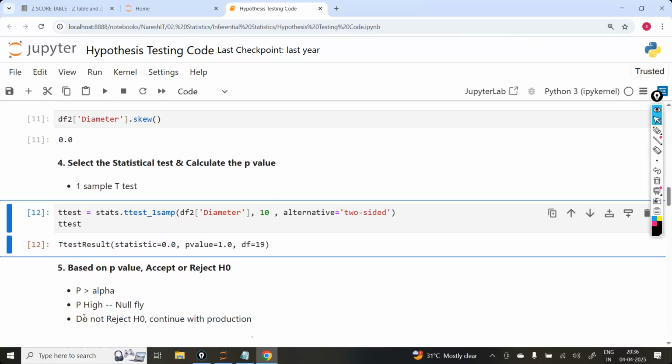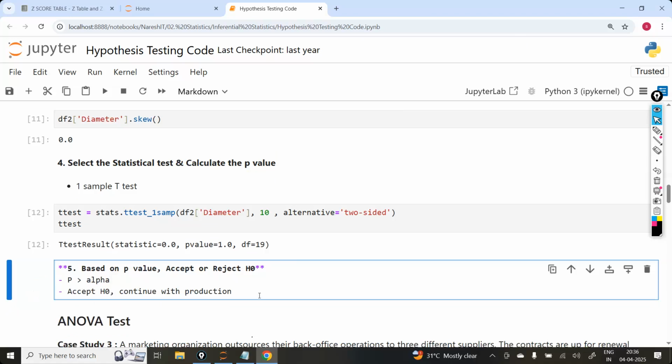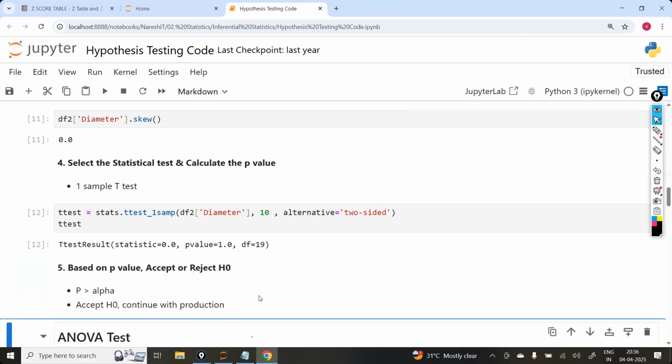Accept the null hypothesis, or do not reject the null hypothesis. Both are the same. Do not reject, or simply accept. I'm going to accept the null hypothesis. P is greater than alpha. Accept the null hypothesis. No need to do any modification. Continue with your production. I'm not going to take any action.